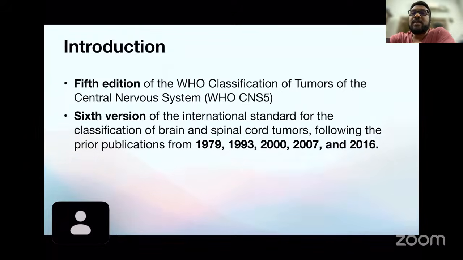First, this is the fifth edition of the WHO CNS classification of brain tumors, and this is actually the sixth version of the international standard of classification of brain and spinal cord tumors. The prior publications were in 1979, then 1993, then 2000, then 2007, and then later in 2016. That was the fourth edition, and now we have the fifth edition, and this is actually the sixth version. So these are different. Edition is the publication of the books and the materials. So this is the sixth version of the original classification.